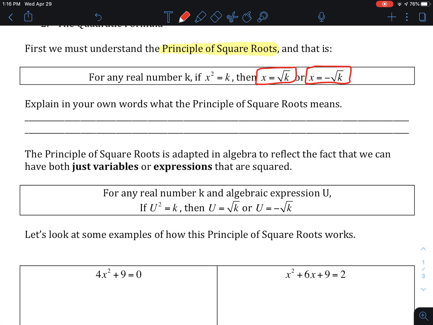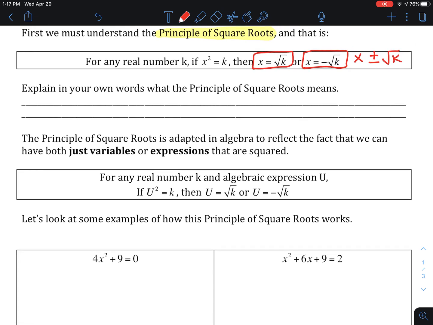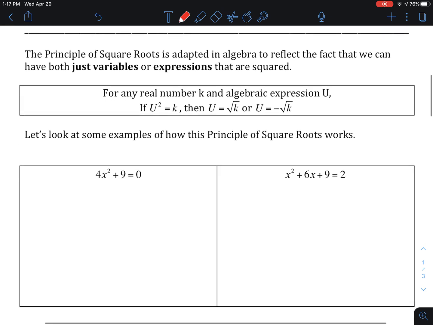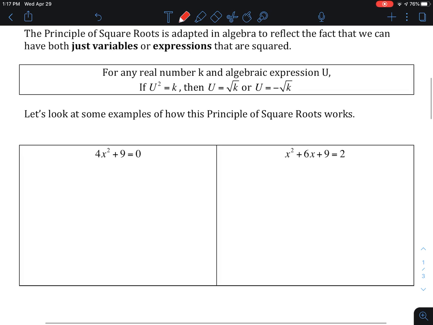Oftentimes, rather than do it as two separate things, we will write it as one thing. So we'll start using the notation plus or minus, in other words, the positive and the negative of some result. We might see it like this: x is equal to plus or minus the square root of k. So that's called the principle of square roots. You want to take a minute and jot down in your own words what it means in the space that's provided there. But then we are going to move along.